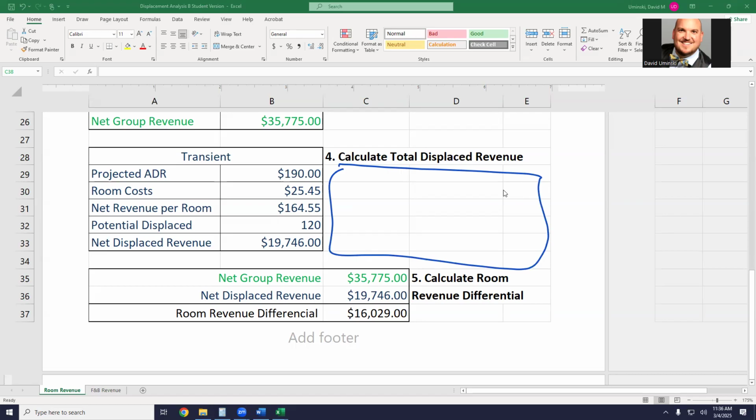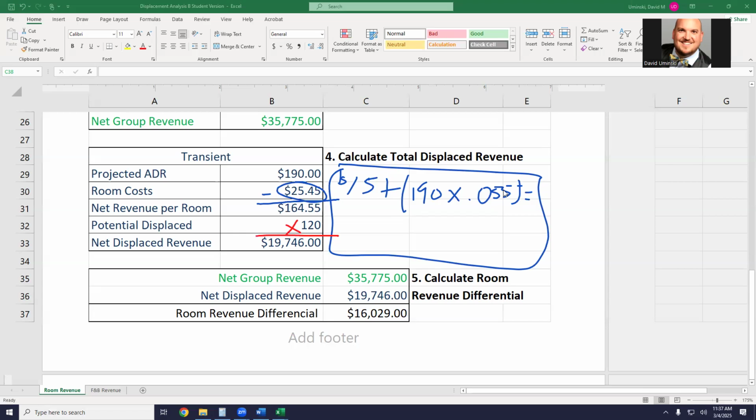So that way you see where the numbers actually coordinate with the numbers that are on the page. Okay, so we did $15 plus 190 times 0.055. And that's gonna give me $25.45. We subtract that from our 190 and get 164.55. Multiply this by 120 that are displaced, and we get a $19,746 potential revenue loss if we were to take this group.